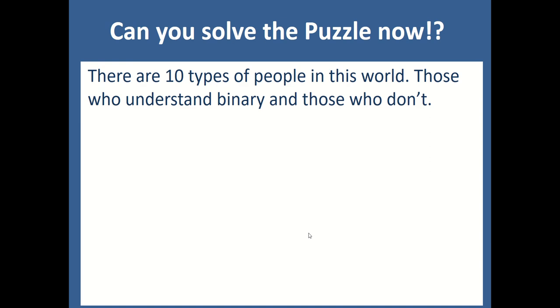Now we go back to our puzzle. There are 10 types of people in this world. Those who understand binary and those who don't. Can you solve the puzzle? It's actually not 10, it's 2. A 1 and a 0 would be 2. So there are 2 types of people in this world, those who understand binary and those who don't.